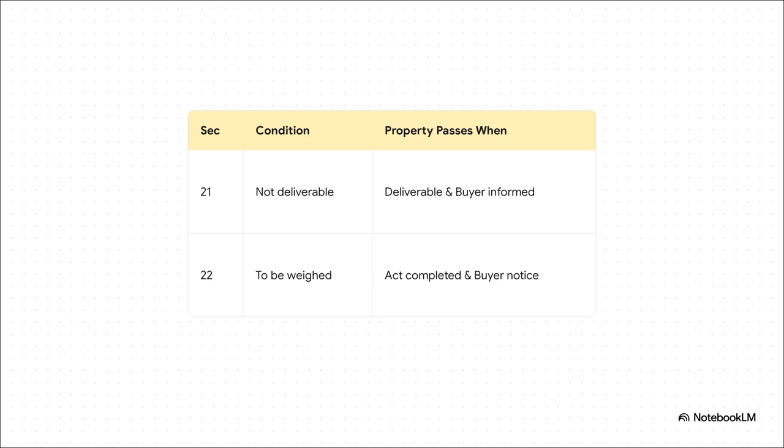Under Section 21, if the seller has to do something to make the goods deliverable, let's say polishing a wooden table, ownership does not pass until the polishing is done and the buyer is informed. Under Section 22, if the price depends on weighing the goods, ownership waits until they are weighed and the buyer has notice. In your exam, you must strictly write the word "and" in capital letters. It's a mandatory dual requirement. Completing the act is completely useless under the law if you don't actually notify the buyer.